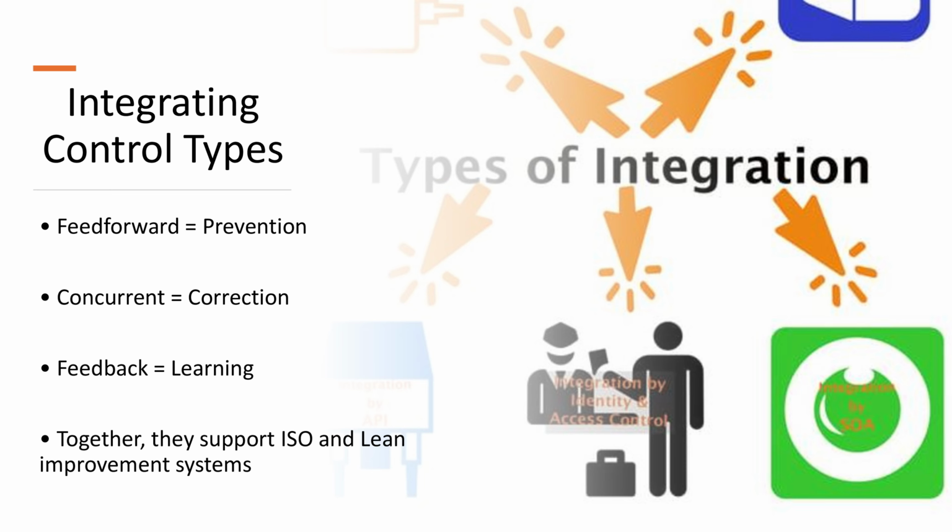The best managers use all three controls together. Feed forward prevents errors, concurrent detects and corrects errors in real time, and feedback improves future processes. Together, they create a cycle of continuous improvement, a key principle of modern quality management systems such as ISO 9001 and lean manufacturing. Once we know which control type to apply, we need a clear benchmark to measure performance against. That's where setting standards comes in.